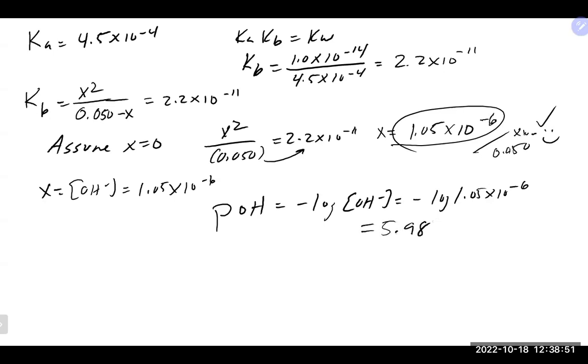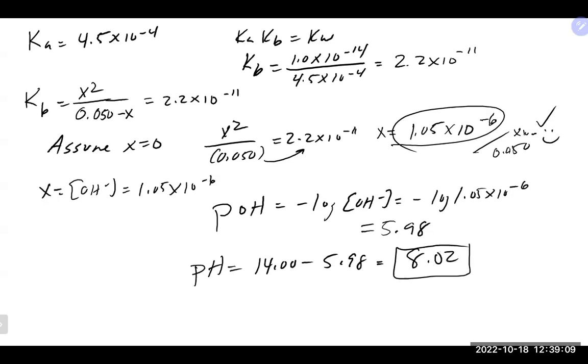And again, if by some chance you were confused and you thought this was the pH value, it should not make sense because it should be basic. So we do want to take our pH would be 14 minus 5.98, which is 8.02, which is basic, and a much better answer at this point.